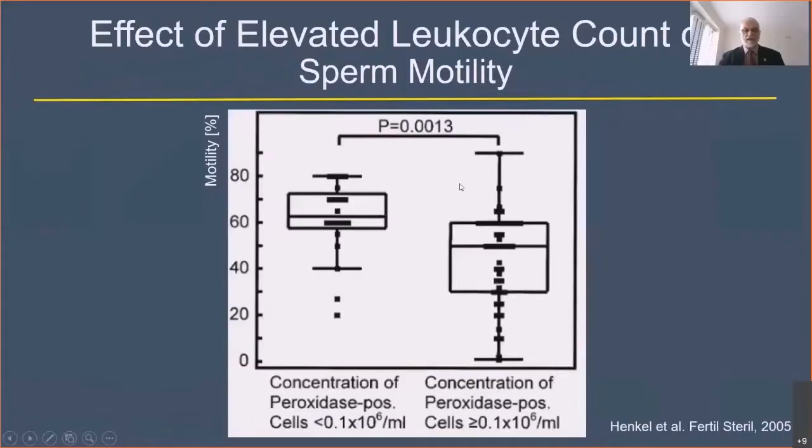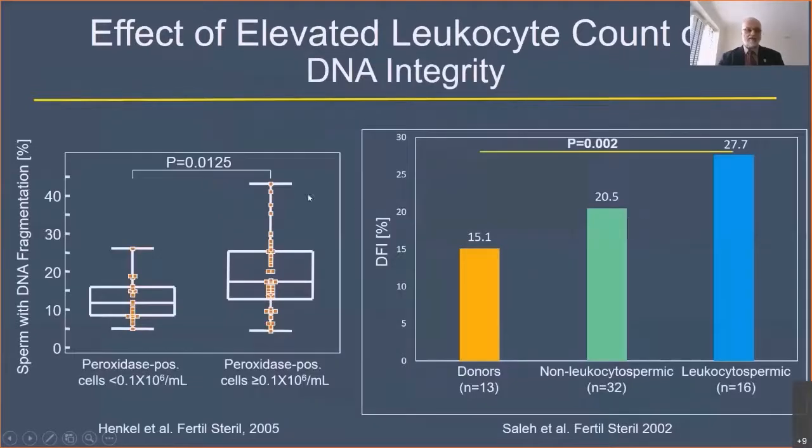This elevated level of leukocytes also has a significant effect on sperm motility. So motility goes down in semen samples that contain higher numbers of leukocytes. As well, in this study, the amount of DNA damage is increasing significantly with elevated numbers of leukocytes. And here in leukocytospermic patients, it's also significantly higher in this other study by Saleh et al.